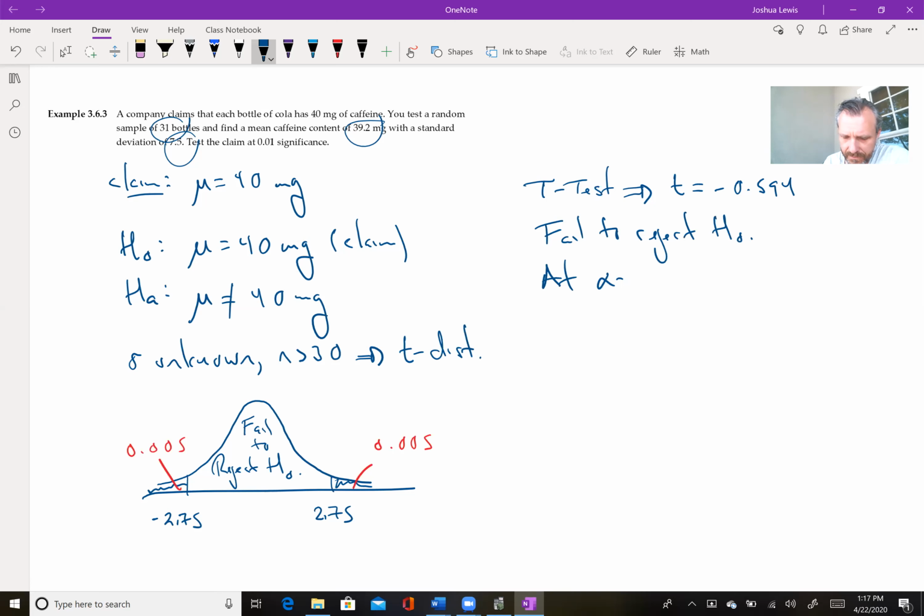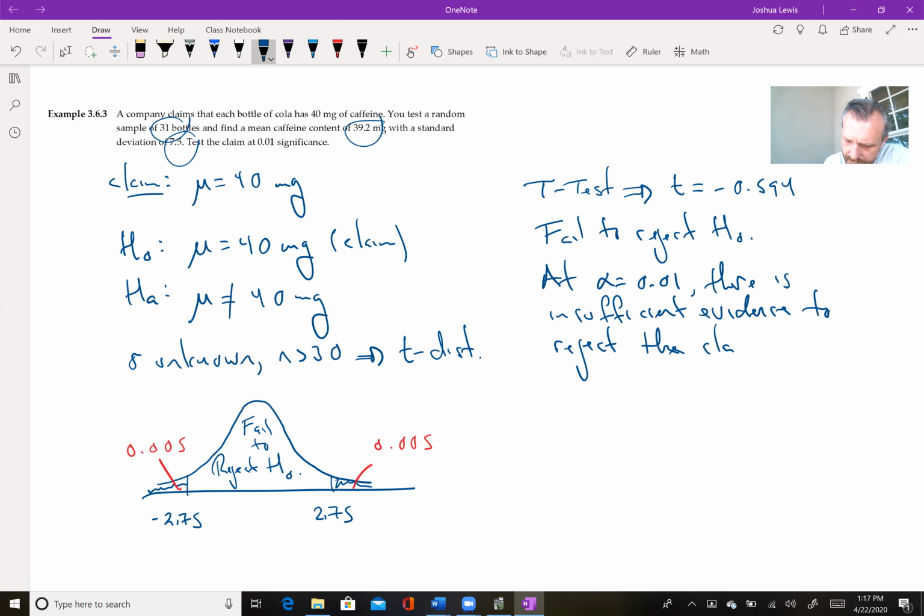So at alpha equals 0.01, there is insufficient evidence to reject the claim that the mean caffeine content is 40 milligrams.